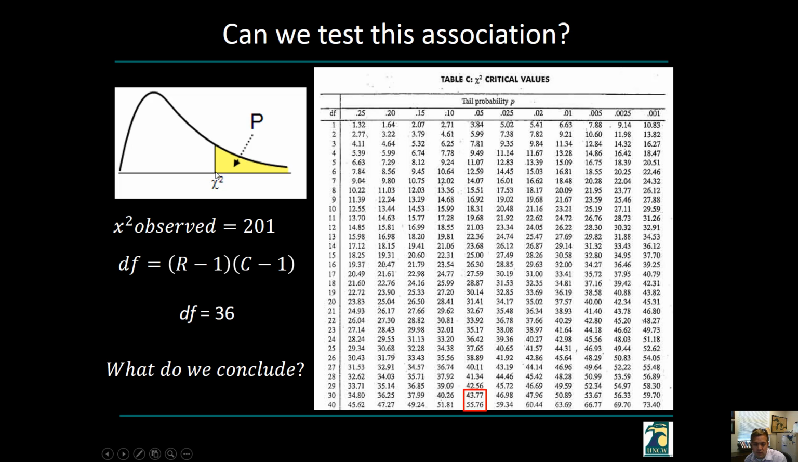So if that's, say, 48, 201 is going to be all the way over here, way out here in the region of rejection. Hence, we can reject the null hypothesis and conclude that there is a significant relationship, we're 95% confident, between someone's ideology and their partisanship. All right?